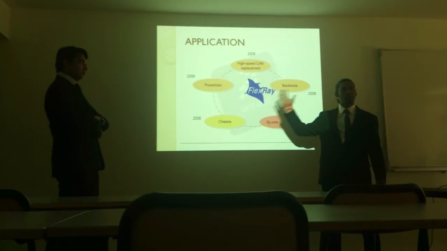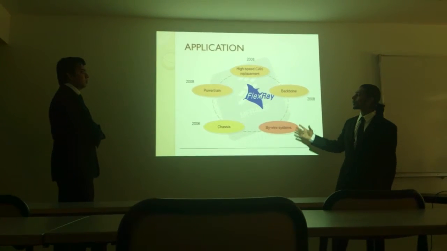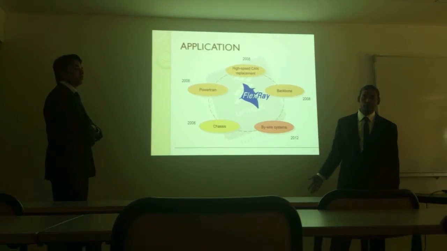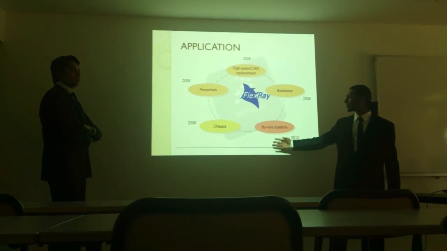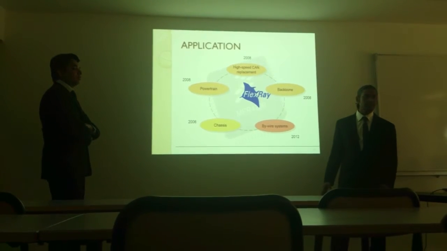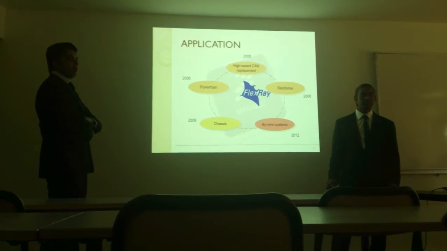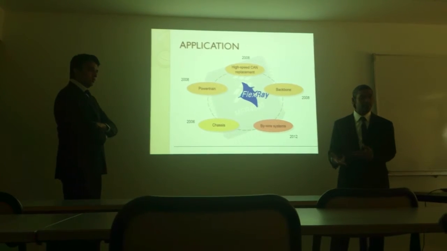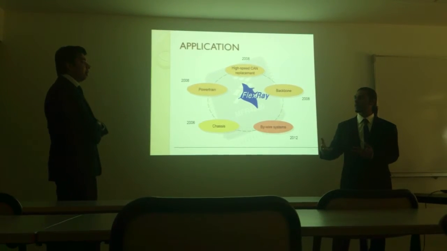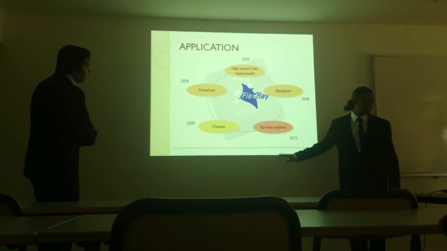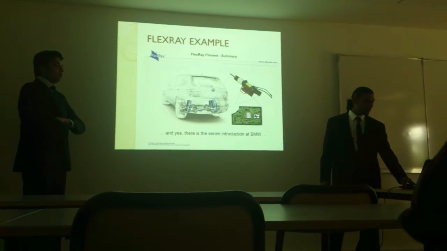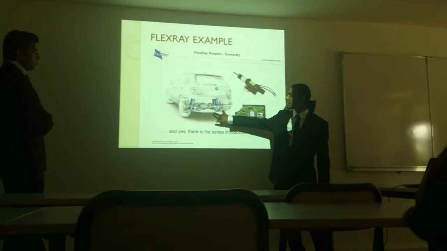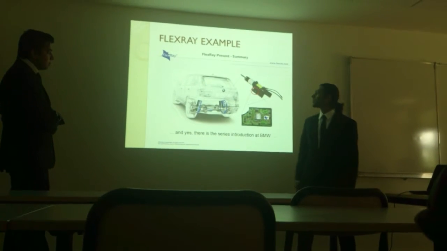So further advancement in applications is that in 2012, they are implementing the by-wire systems. Just as Sanjay said, the brake-by-wire or steer-by-wire, which is for your cruise control, or where your actual mechanical part will be replaced by an electromechanical one. So that's the by-wire systems. Now, a FlexRay example, as I told, it was first used in the BMW X5 in the chassis for the suspension control. So that's the FlexRay hardware, what you see, and that's the present scenario of FlexRay.